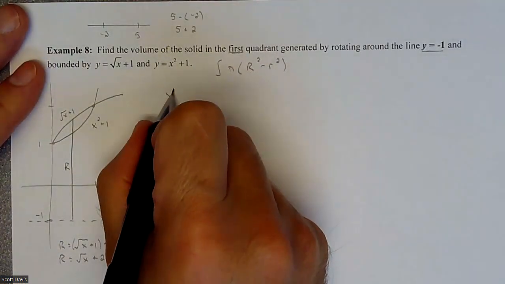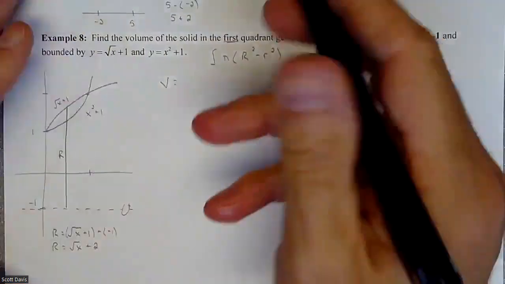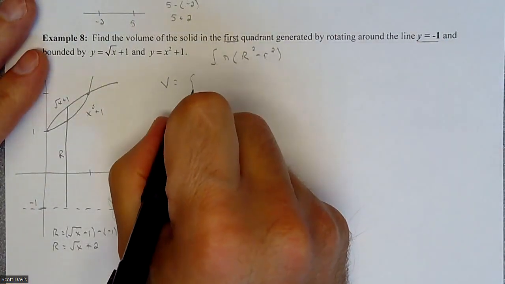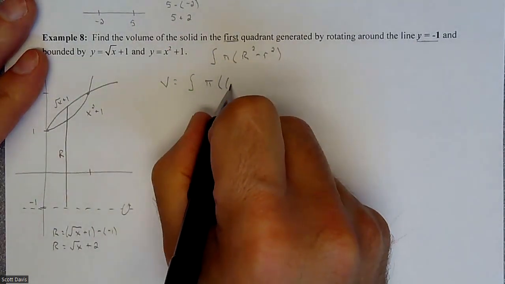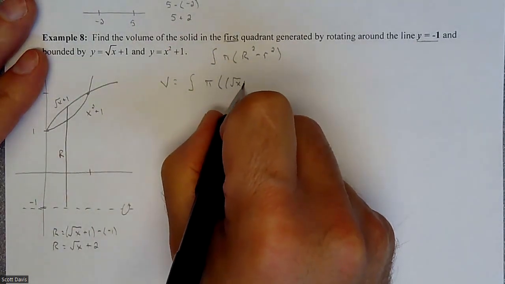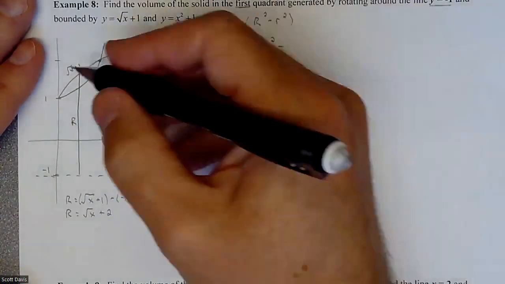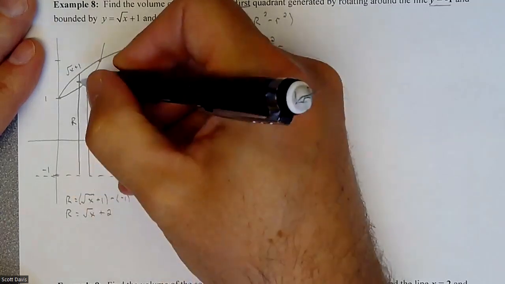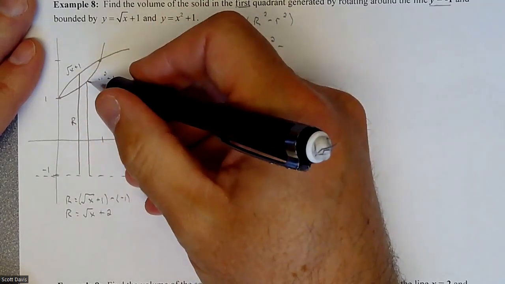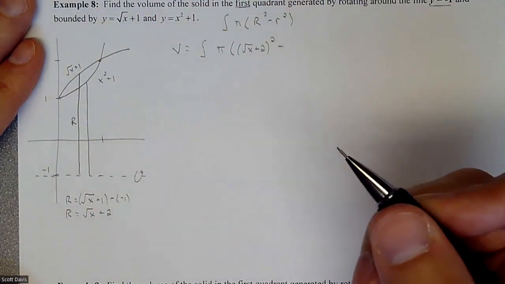So when we do our volume, our volume is going to be pi times the big radius, square root of x plus 2, squared, minus the little radius. The little radius is going to be this distance. This is our washer method. We're going to find this big volume and subtract out the small volume, and what we'd have left would be this shape rotated around.